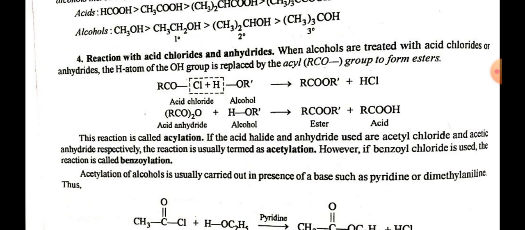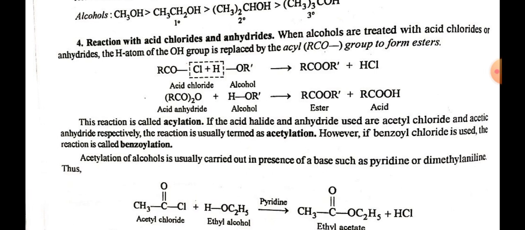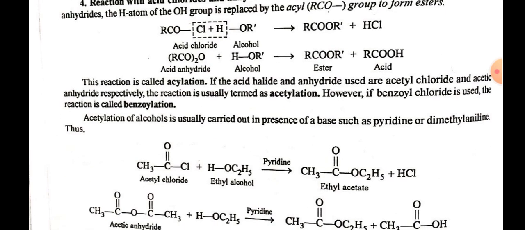When alcohols are treated with acid chlorides or anhydrides, the hydrogen atom of the OH group is replaced by an acyl group to form esters. The acid chloride reacts with the alcohol and forms an ester. This reaction is called acylation. If the acid halide and anhydride used are acetyl chloride and acetic anhydride, the reaction is usually termed acetylation. However, if benzoyl chloride is used, the reaction is called benzoylation.